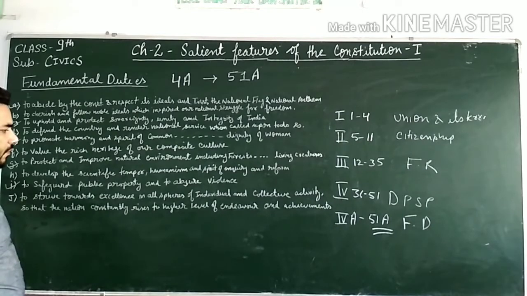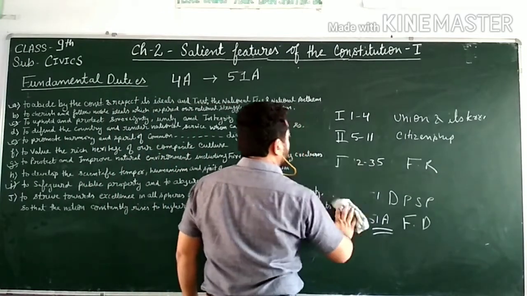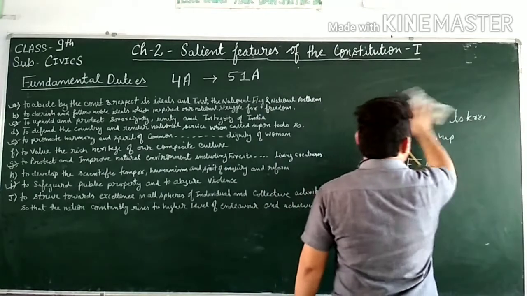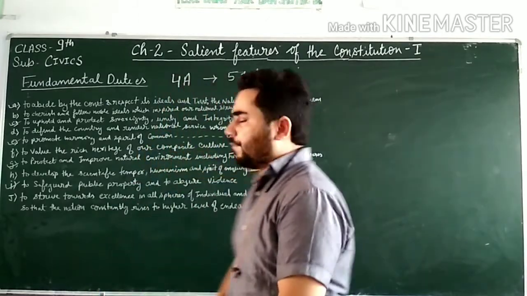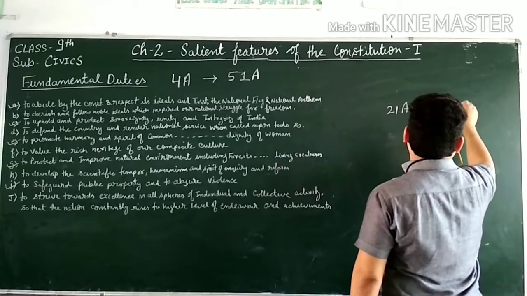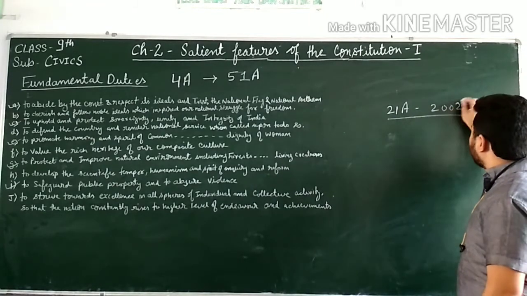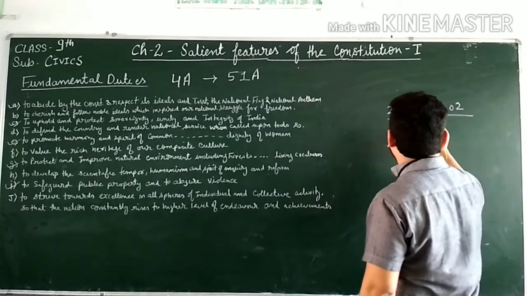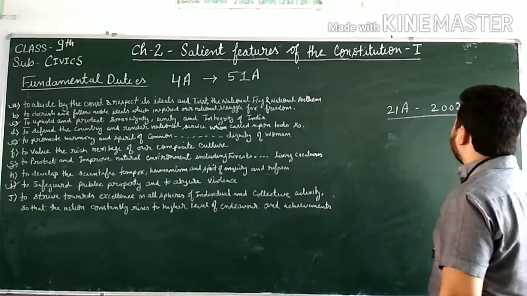Now these were the 10 fundamental duties. But in 2002, when right to education came into being, article 21A was written in 2002, right? So in 2002, it was the 86th Amendment Act, 86th Constitutional Amendment Act. Clear?